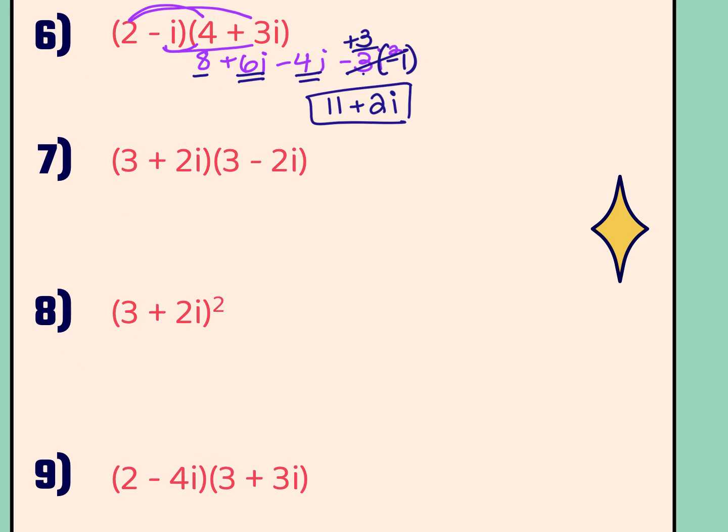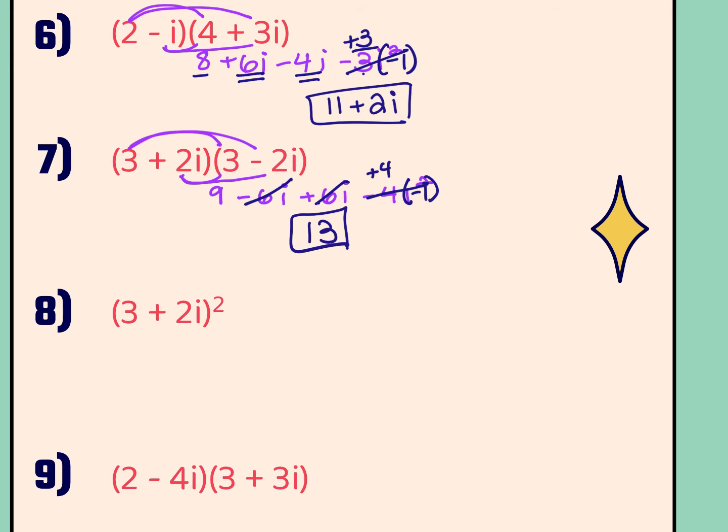Seven, again, we're foiling. So 3 times 3 is 9. 3 times negative 2i is negative 6i. 2i times 3 is positive 6i. And 2i times negative 2i is negative 4i squared. My 6i and negative 6i cancel out. i squared becomes negative 1, making this a plus 4. And my answer is just 13.